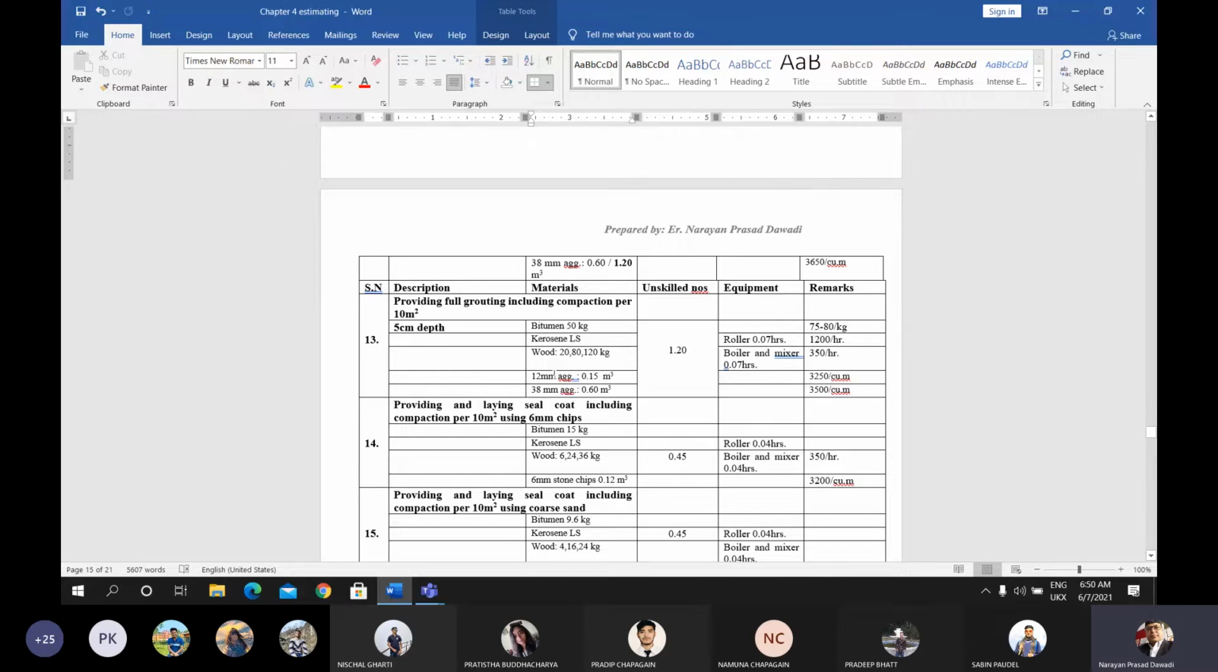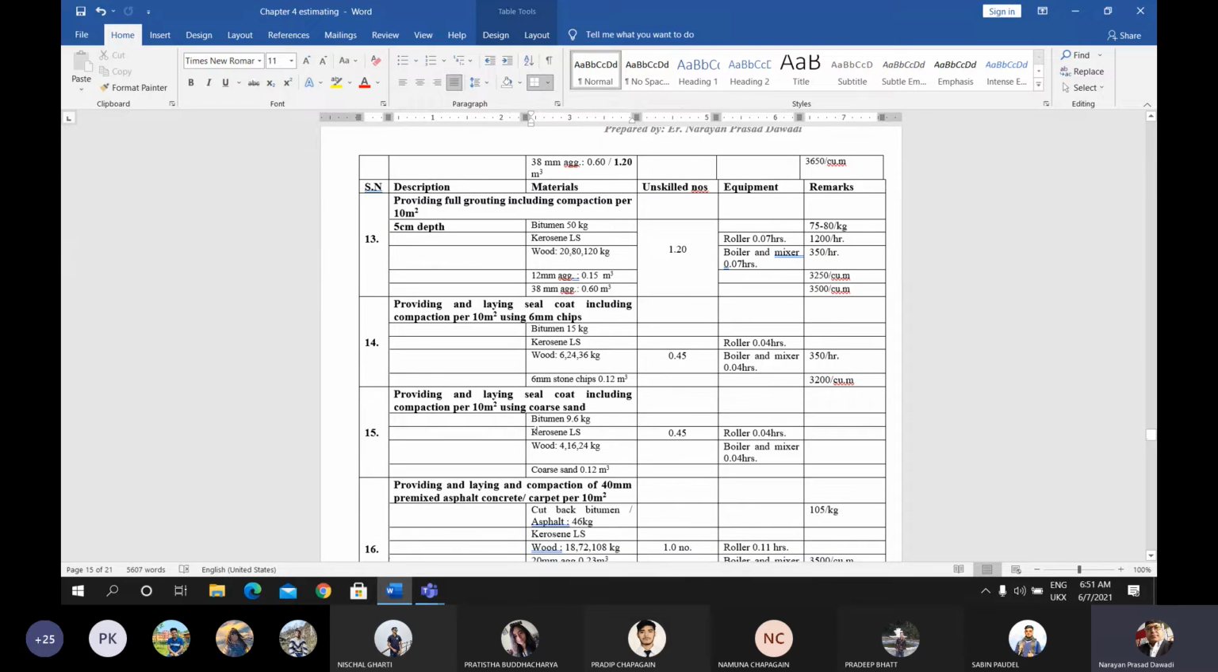Whereas for the small size aggregate, 10 to 20 mm, the cost may be taken as 3250 rupees or 3300 rupees or 3200 rupees. If the sizes of the aggregate are different in the material column, then you have to provide a different rate for that specific size.